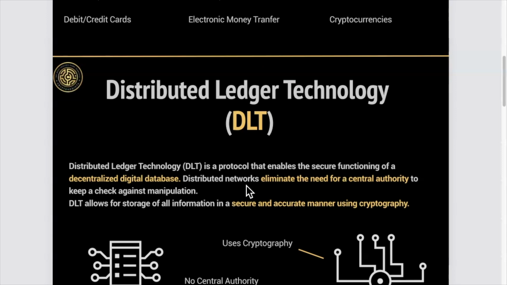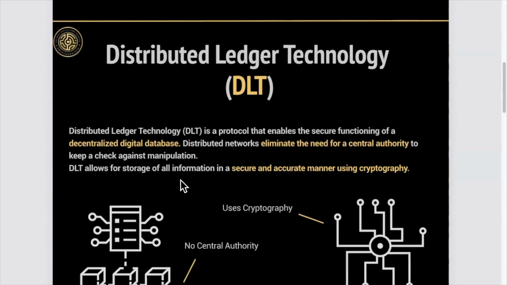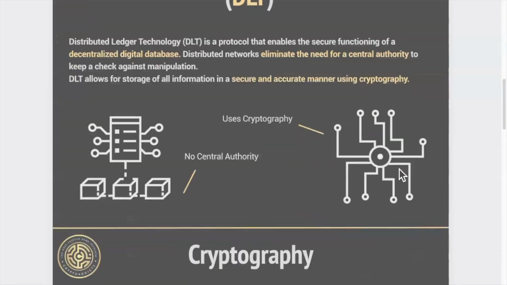Distributed networks rewrite that whole system by taking that central database and splitting it up amongst individuals all around the world that maintain the system. And it uses a software program to protect it against manipulation. Distributed ledger technologies allow for storage of all information in a secure and accurate way using cryptography. And we'll talk about cryptography here in a second.